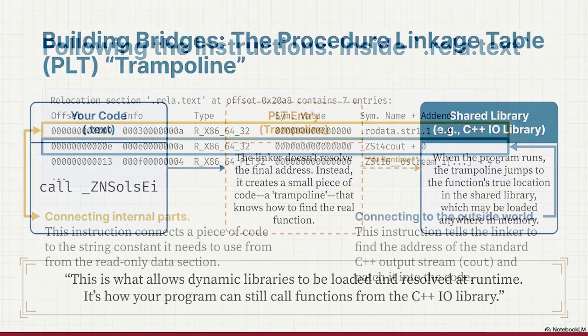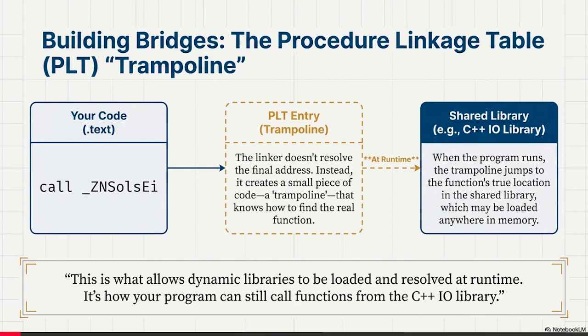It's a very specific, practical instruction for dynamic linking. It tells the linker, don't try to find the final address of this external function right now. Instead, set up a special jump instruction, a trampoline, via something called the procedure linkage table, or PLT. This is what allows dynamic libraries to be loaded and resolved at runtime. It's how your program can still call functions from the C++ IO library. That really makes dynamic linking so much more tangible. It's not magic. It's a specific, coded instruction telling the construction crew how to build a connection bridge.